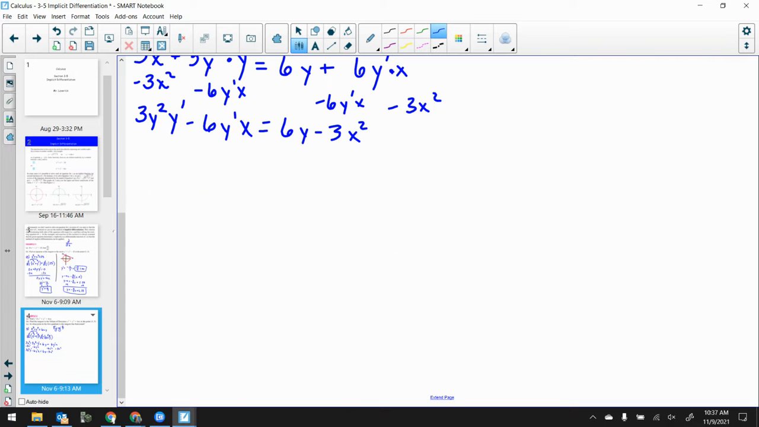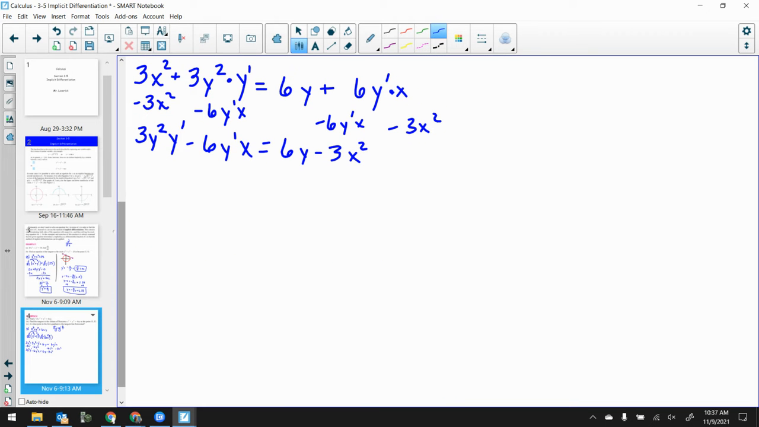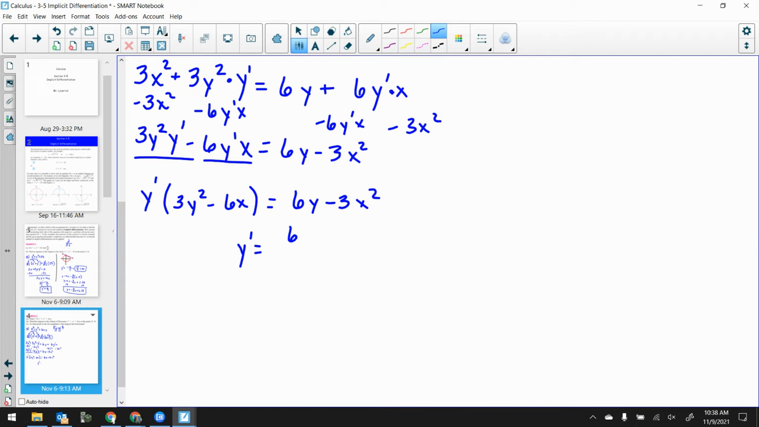What can I do with my y primes on the left side? Factor them out. I've got a y prime in both of those terms. So y prime, I gotta be careful. Y prime times 3y squared minus 6x is equal to 6y minus 3x squared. Okay? And now, to get y prime alone, I divide over. So y prime is equal to 6y minus 3x squared over 3y squared minus 6x.